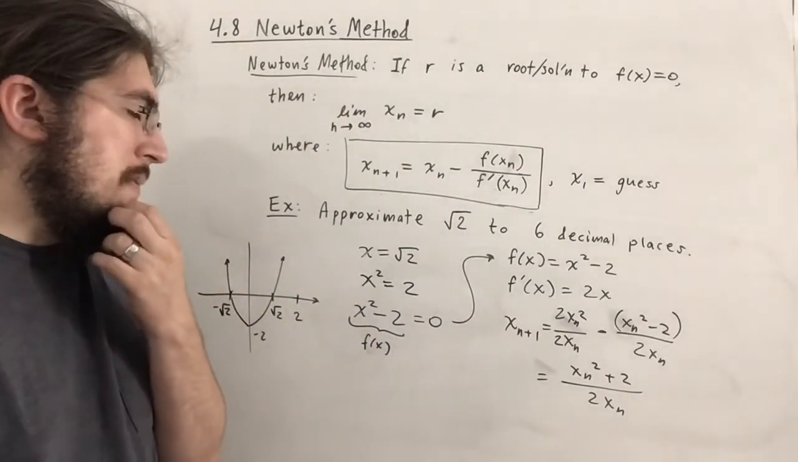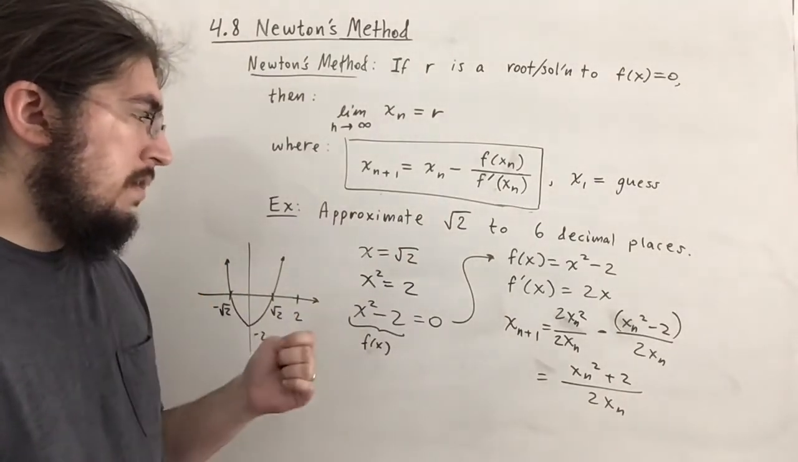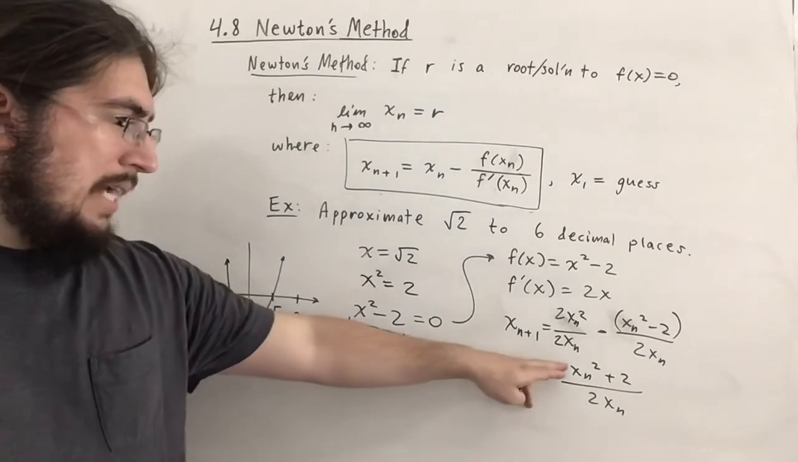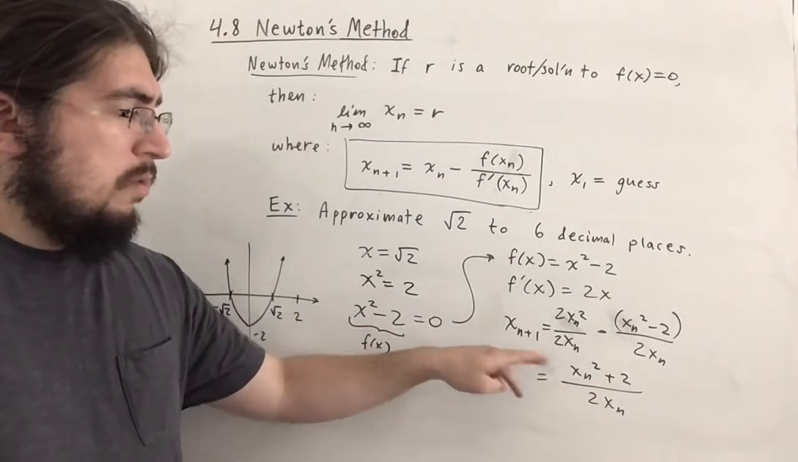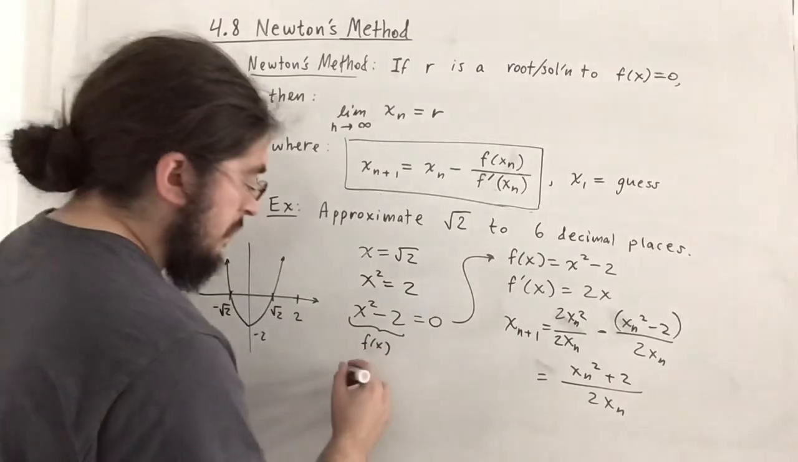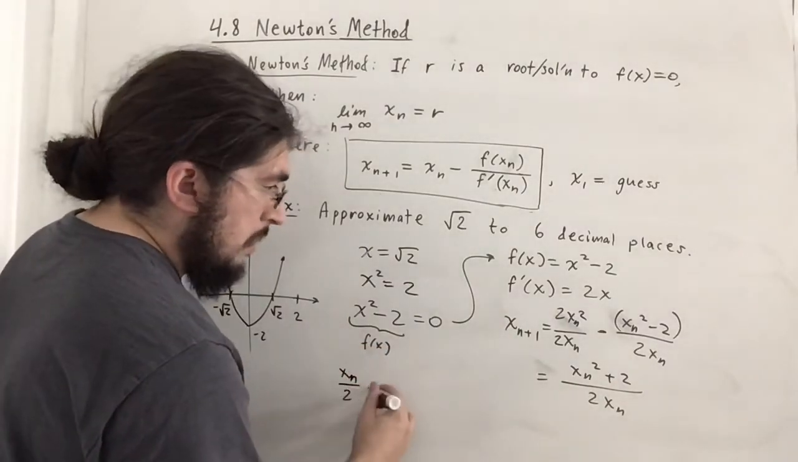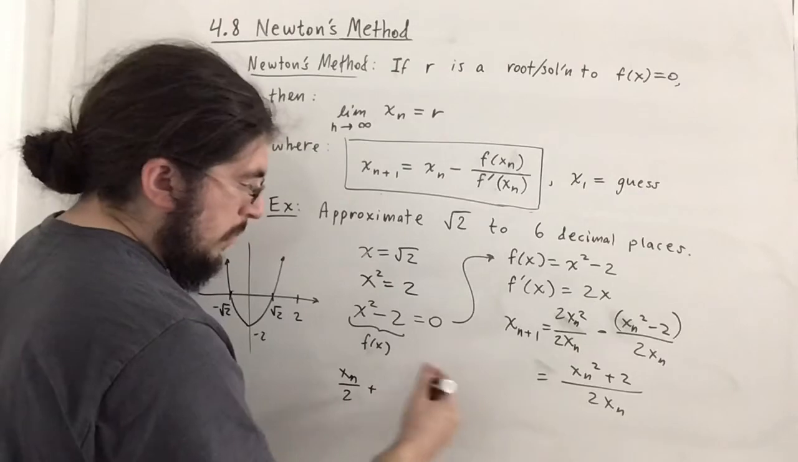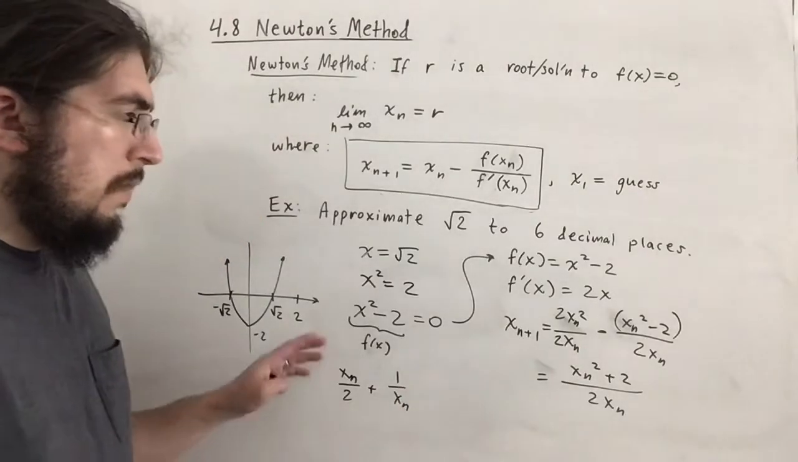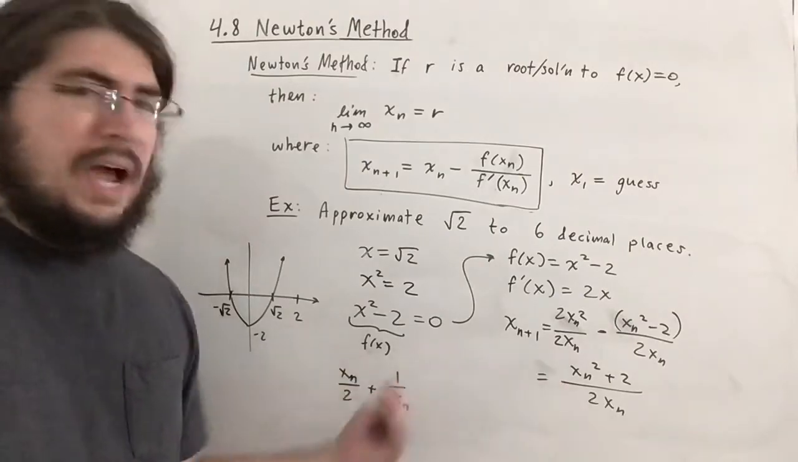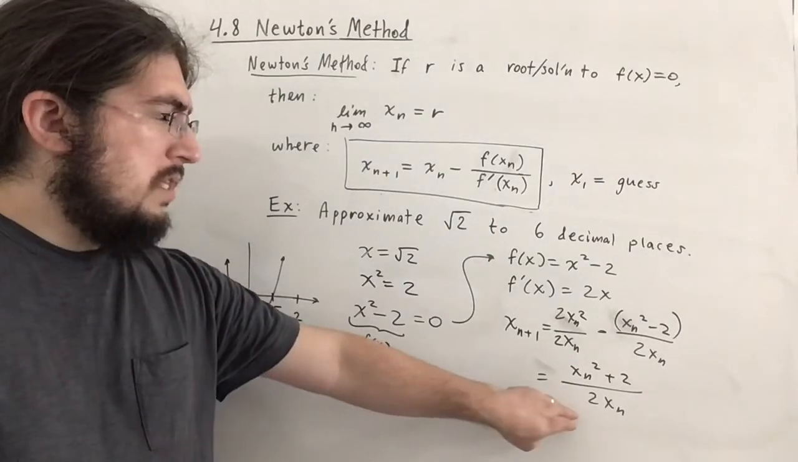And in fact, maybe you can split this up. If you split this up, you get x_n squared over 2x_n, the x_n's cancel, so you get x_n over 2, plus 2 over 2x_n, the 2's cancel, so you get 1 over x_n like this. Either one of these is okay, but I think I'm going to use this one here.